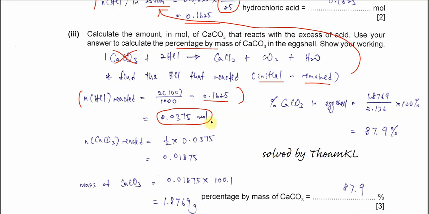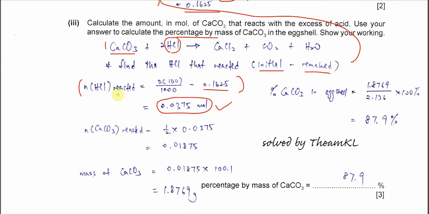So we need to know the moles of HCl involved in this reaction. When we know this mole, then we can get the moles of calcium carbonate. We know the mole ratio between them is 1 to 2, and we already have the moles of HCl that reacted, which is this one. So the moles of calcium carbonate is half of the moles here, which is going to be 0.01875.